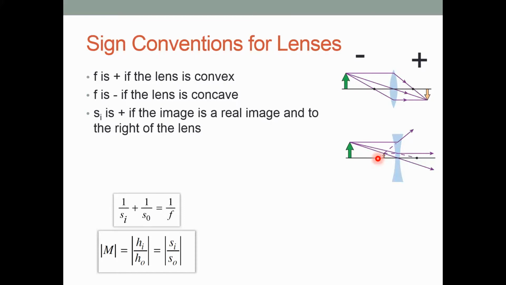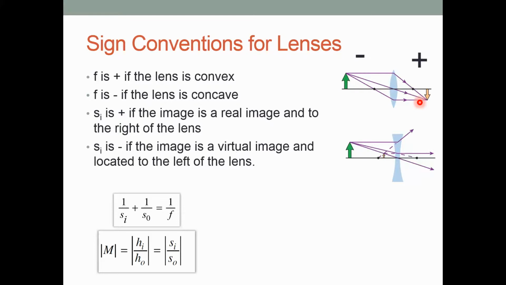The image for a convex lens is going to be positive. Well, actually, if the image is real, it's going to be to the right of the lens. We're going to have a positive image length. So this is the positive side. So if our image appears over here, which will be in some cases for the convex lens, then we'll have a positive s_i. s_i will be negative if the image is virtual and to the left of the lens. This is the negative side. So sometimes for the convex lens and always for the concave lens, we'll have an image distance that's negative. The distance of the object is always going to be positive.